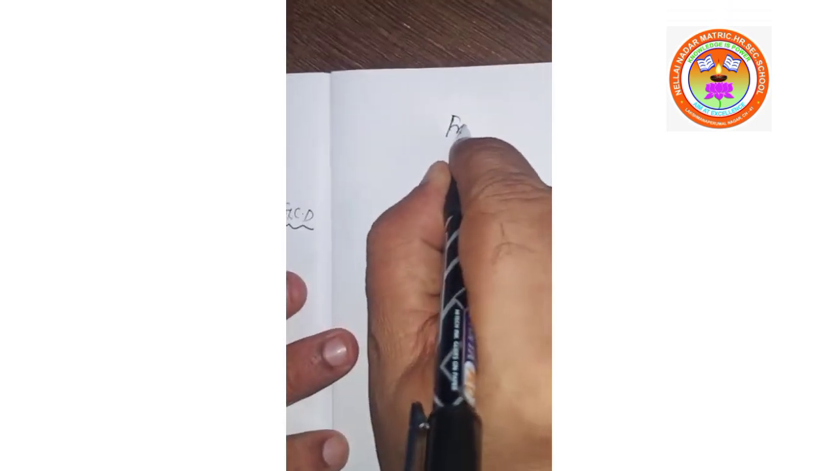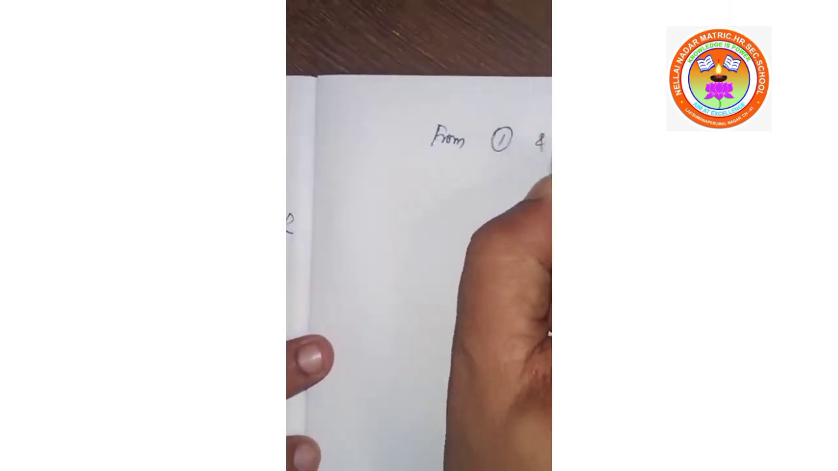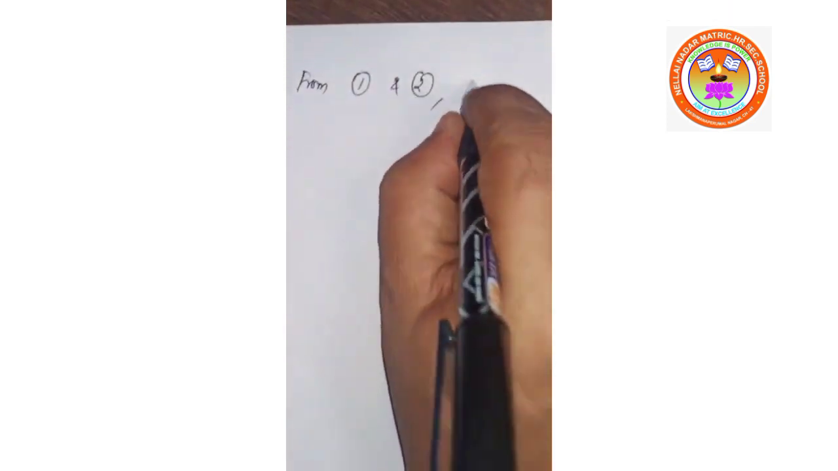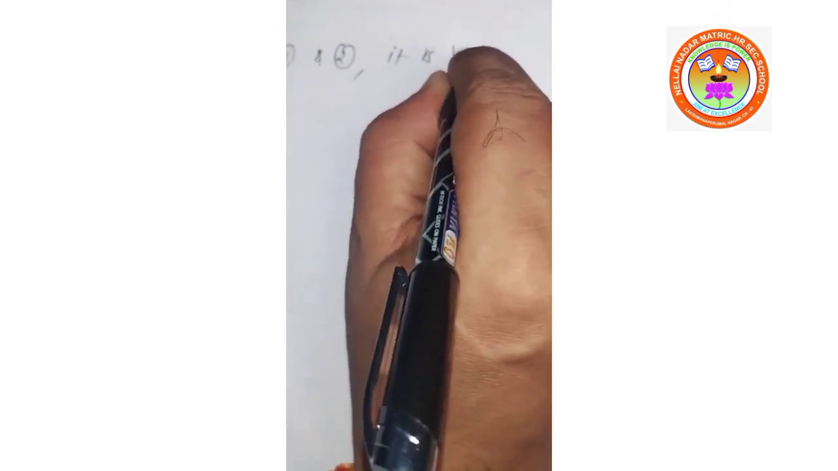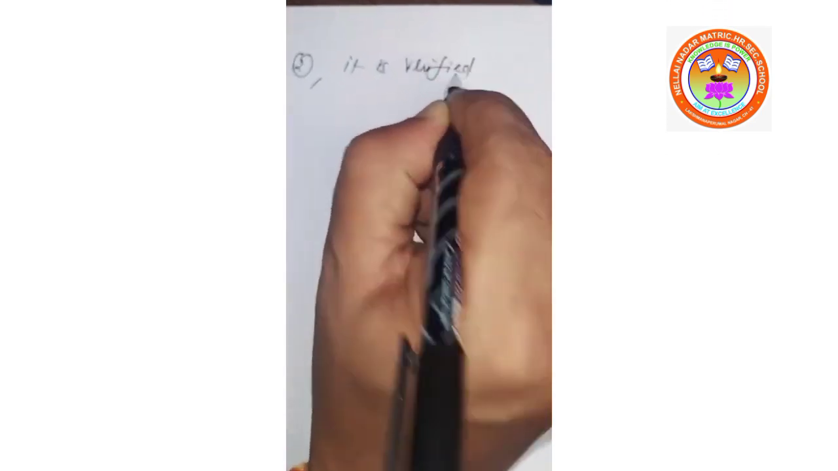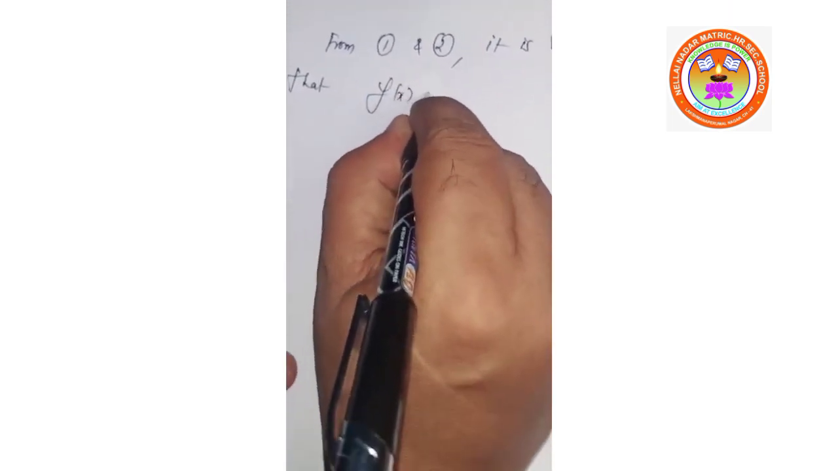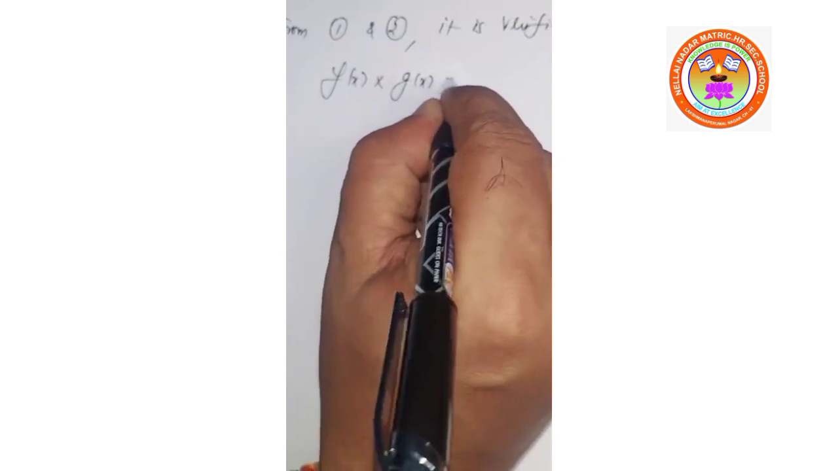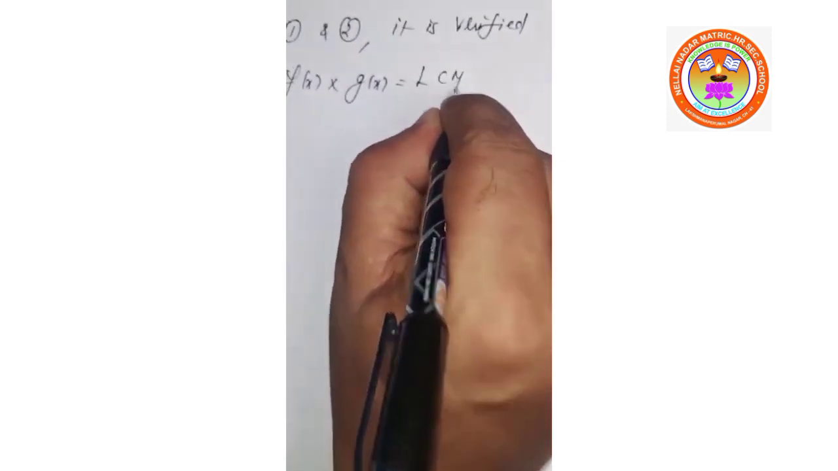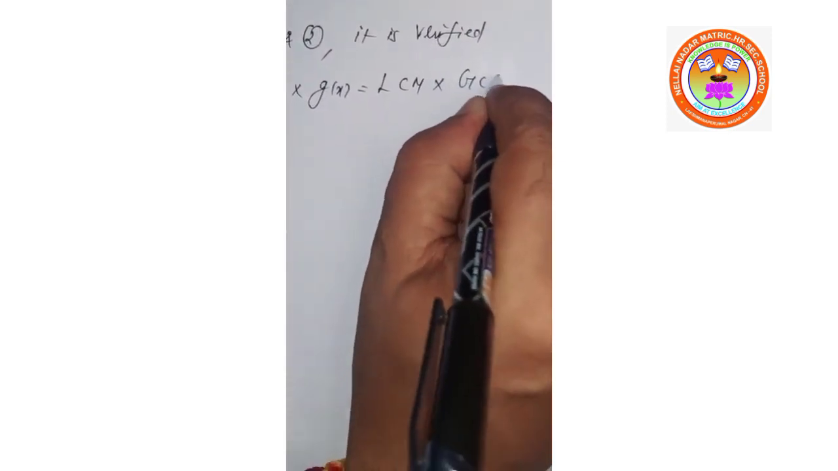From 1 and 2 it is verified that f of x into g of x is equal to LCM into GCD.